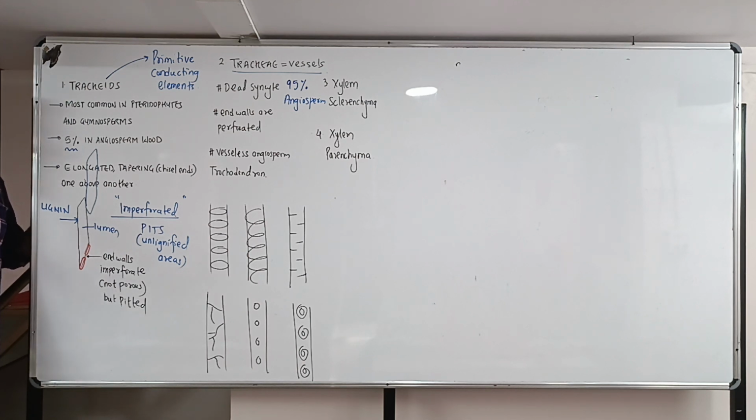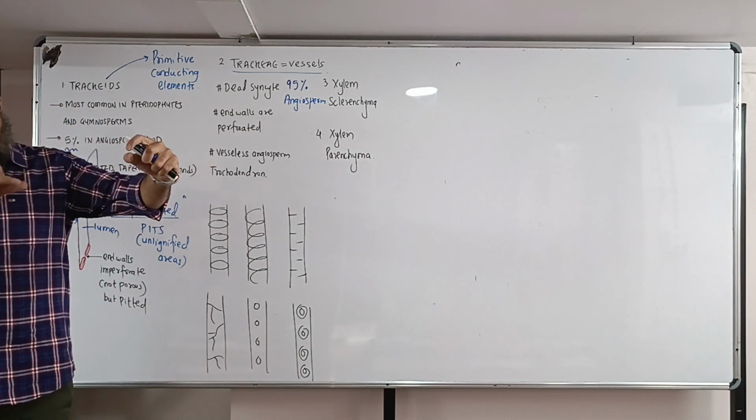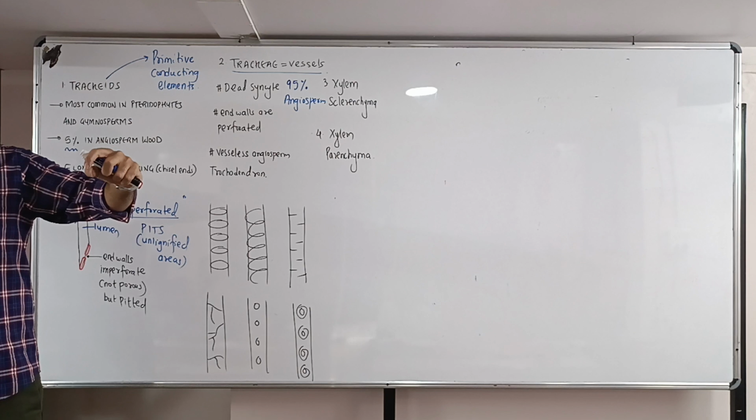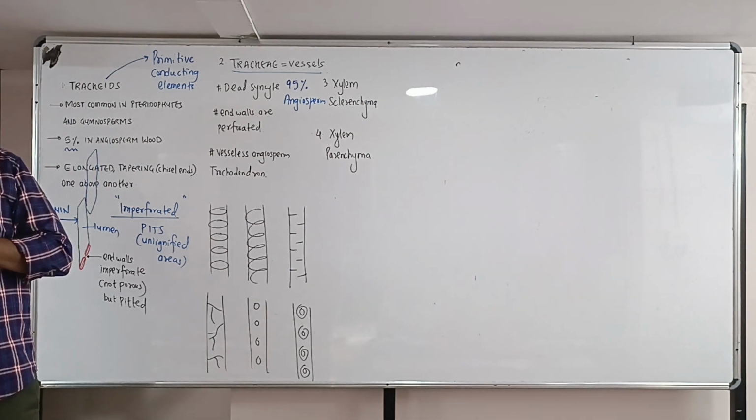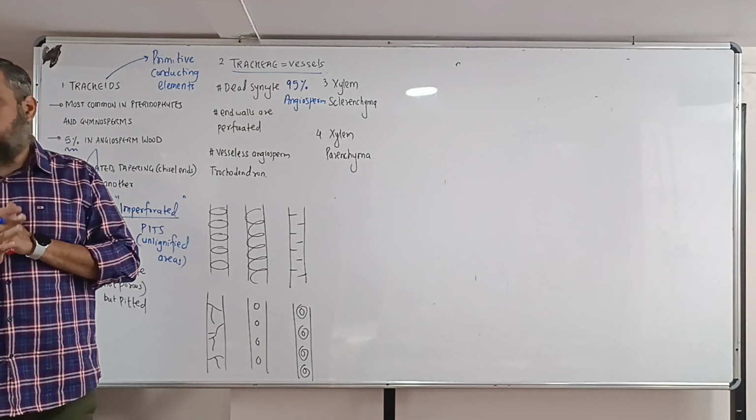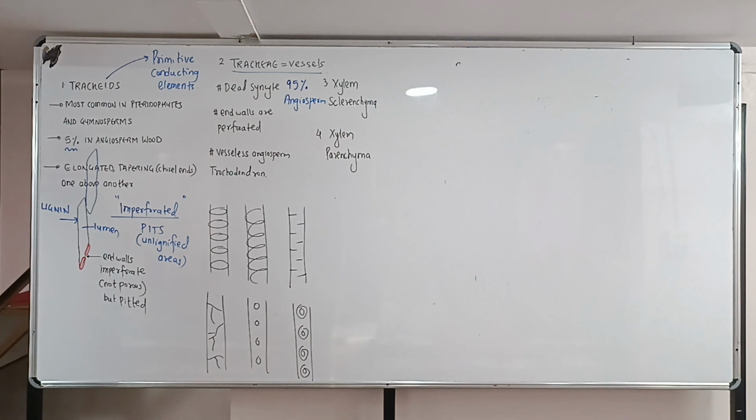So can I say it has created a conduit, a channel for water transport? What did I say? All the tracheids together, one above the other, have created a conduit. Conduit means a channel for water transport. I hope my point is very clear.